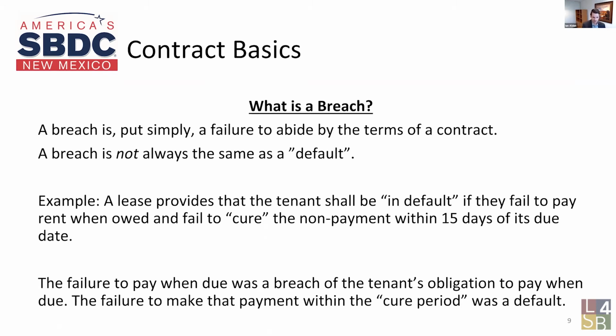So, you know, as an example, you've got the landlord-tenant lease contract. The tenant is obligated to pay the rent by the due date. Failure to pay the rent by the due date is a breach, plain and simple. But the lease would often provide that you can't kick the tenant out until there's a default. And the default is if the tenant doesn't pay rent and then doesn't cure their non-payment within 15 days. So you give them a grace period of 15 days, after which the tenant has moved from breach to default. And then once you're in default, that's when the real penalties kick in. You know, the landlord can terminate the lease, can call it immediately due and payable.